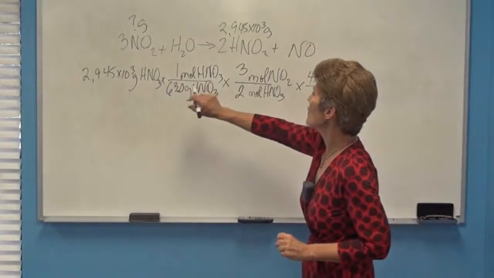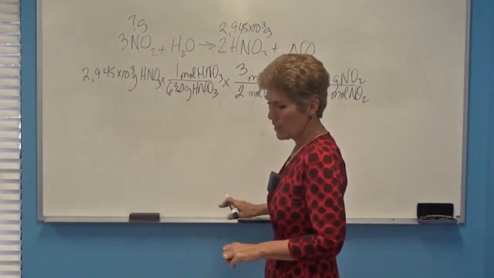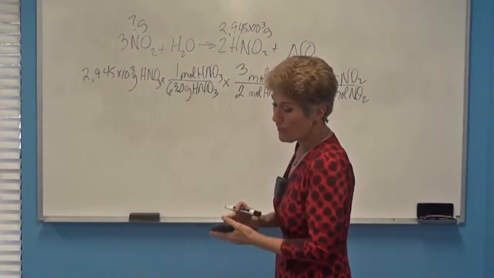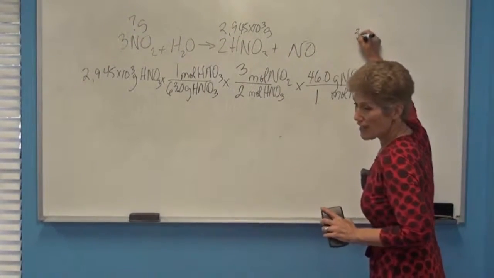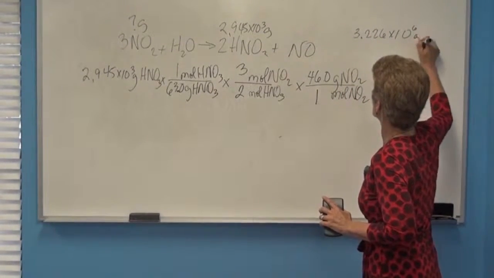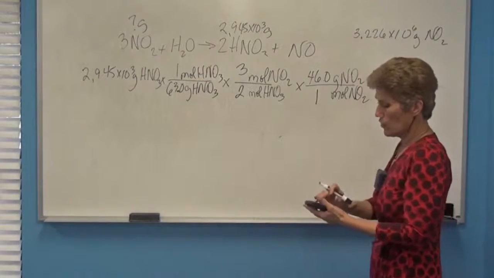We have 3 significant figures, 3, 4, so our answer is going to be in 3 significant figures. If you do it piece by piece, I'm going to show you, the answer is 3.226 times 10 to the 6th grams of nitrogen dioxide.